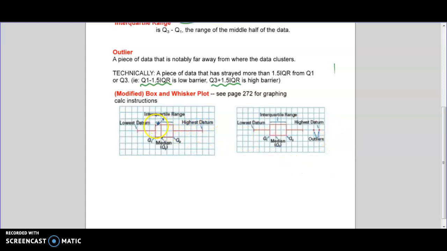So draw your rectangle, where Q1 is the left-hand side of your rectangle and Q3 is the right-hand side of your rectangle. Once you have your rectangle, your median goes somewhere in that rectangle. Depending on the value of the median, you would draw your vertical line within that rectangle to represent the median. Okay. Then your lowest data point over here, and highest data point over here on the right.